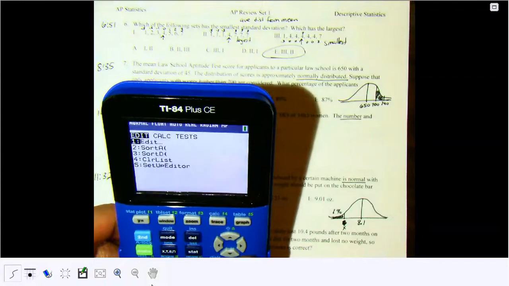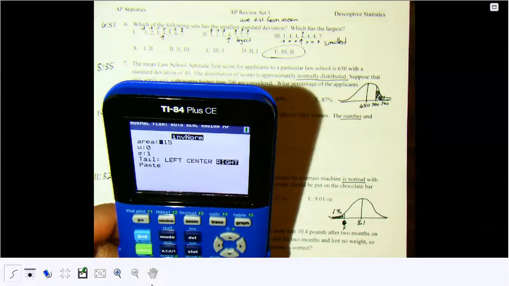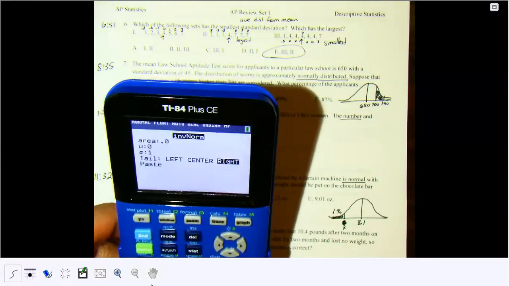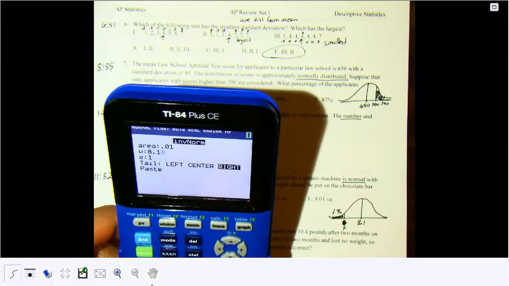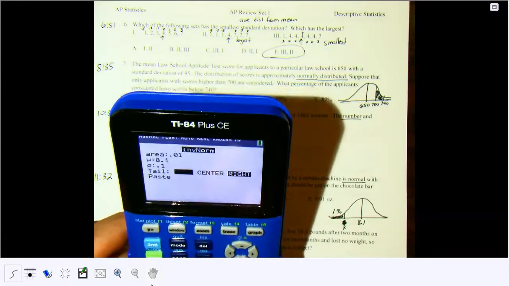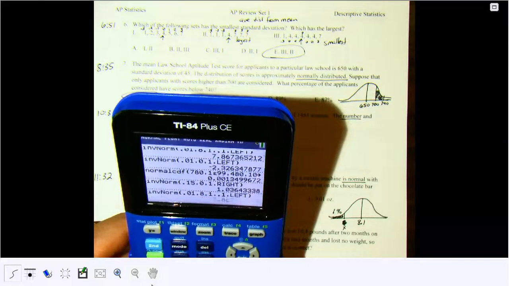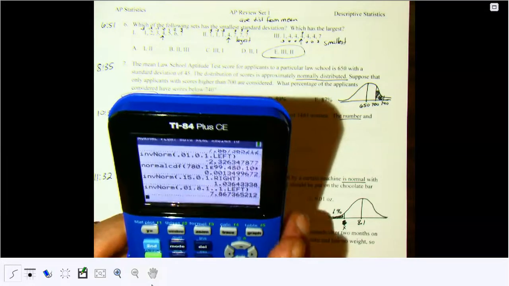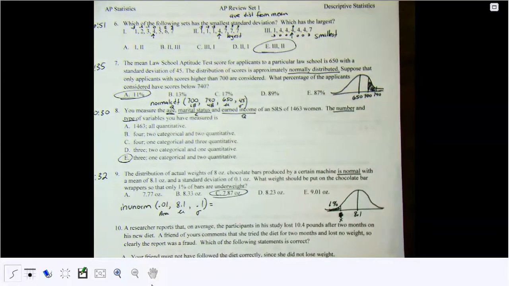We're going to go second, distribution. We're going to go inverse norm. We're going to have an area of 0.01, a mean of 8.1, and a standard deviation of 0.1. Let's say left tail. And we're going to paste that. Okay, so we get 7.87, which is answer C.